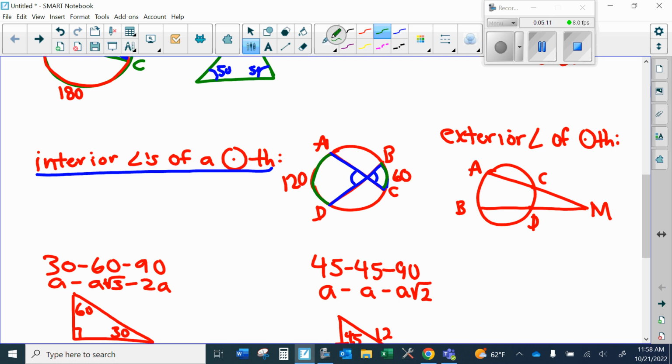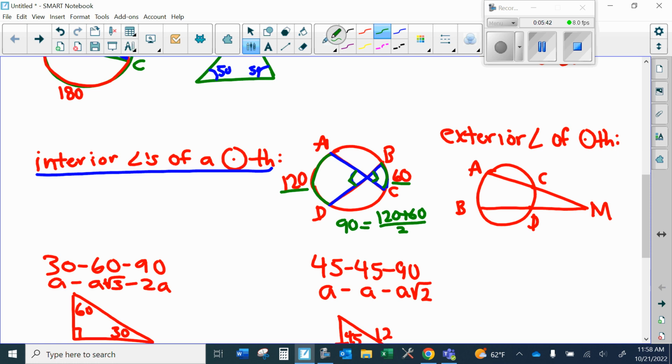If I just find the midpoint between 60 and 120: well, how far from 60 to 120? 60. What's half of 60? 30. So I add 30 to 60 and I get 90 degrees. Or I subtract 30 from 120 and that's 90 degrees. The other way you can do it, as the book would say, is you add the two intercepted arcs together and divide by 2, and that gives you 90 degrees.